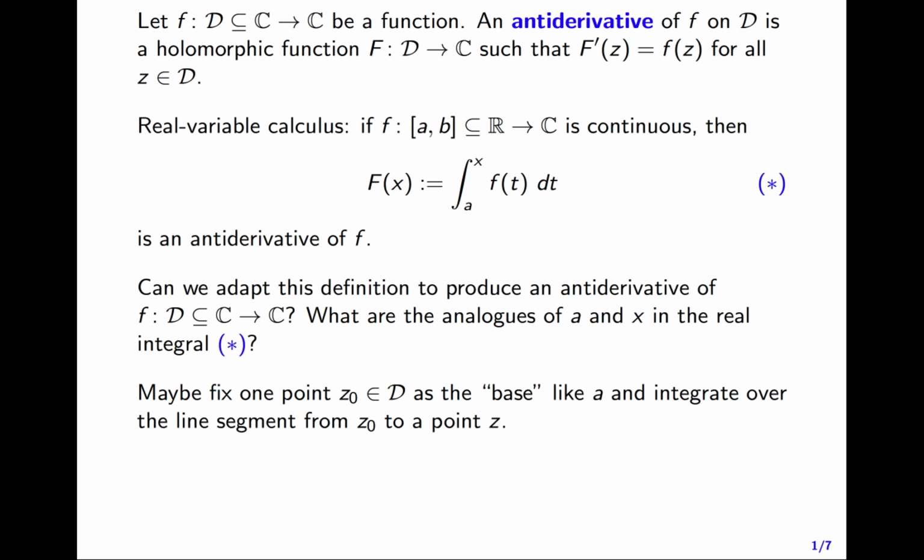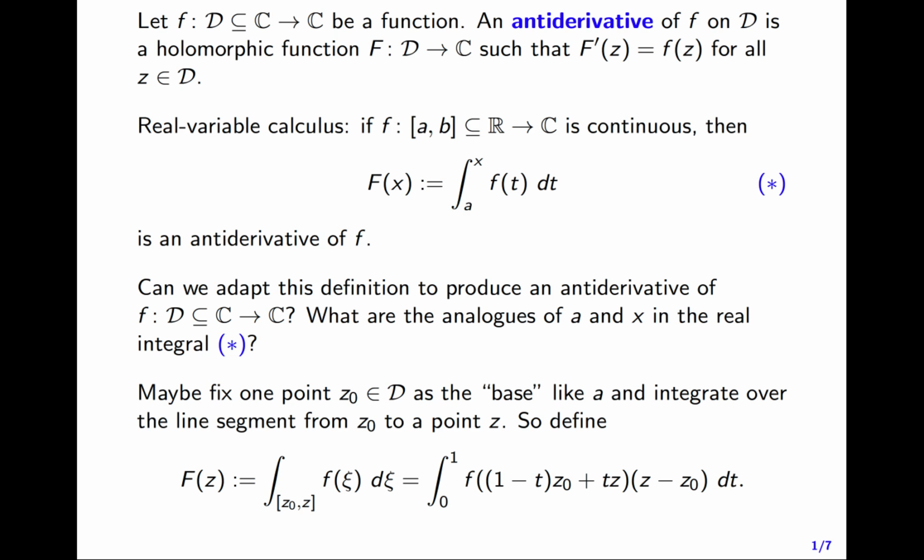Well, we could fix a point z0 in D as the base, and then the idea would be that we'd integrate over the line segment from z0 to a point z and call that the antiderivative. I mean, that's basically what you're doing in star. You're integrating from a to x, that's integrating over a line segment. So we define big F of z to be the integral over the line segment from z0 to z of f. And in my notation, when I write this integral over the line segment from z0 to z, I'm really meaning the integral from 0 to 1 of f of (1 minus t) times z0 plus t times z minus z0 with respect to t. That's the parametrization of the line segment from z0 to z that we always use.